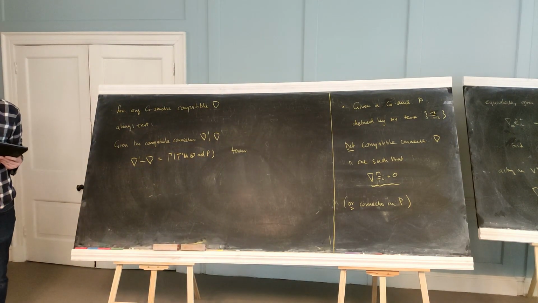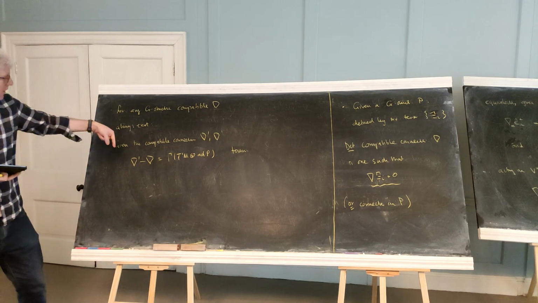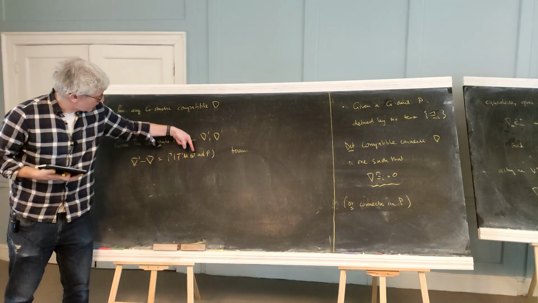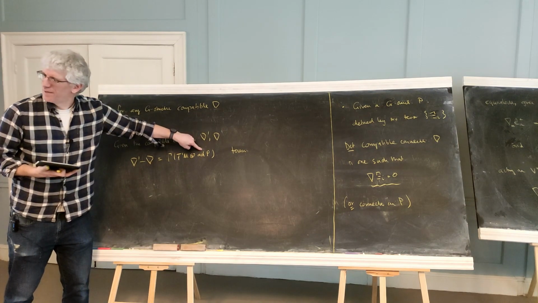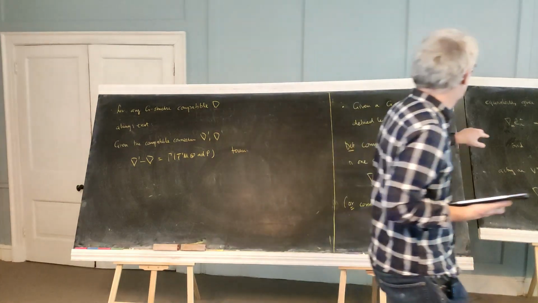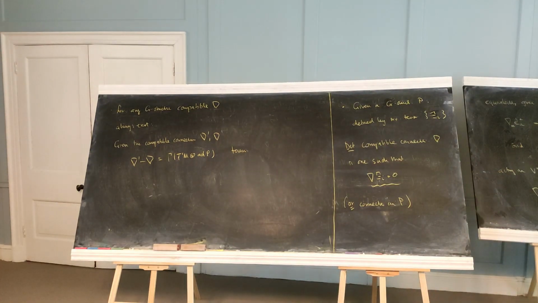Does that make sense? So if I have one compatible connection, I can get another one by shifting it by something that's in T star M tensor ad P. If I take one thing here which was anti-symmetric in A and B, and I add another bit that's anti-symmetric in A and B, it will still be compatible for the orthogonal case. Is that okay?